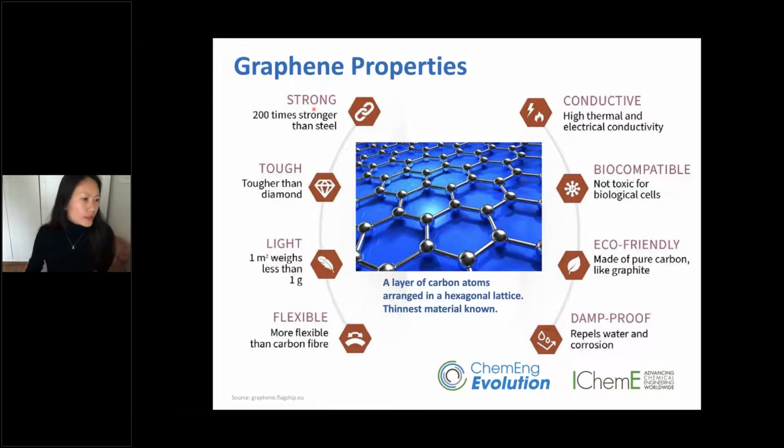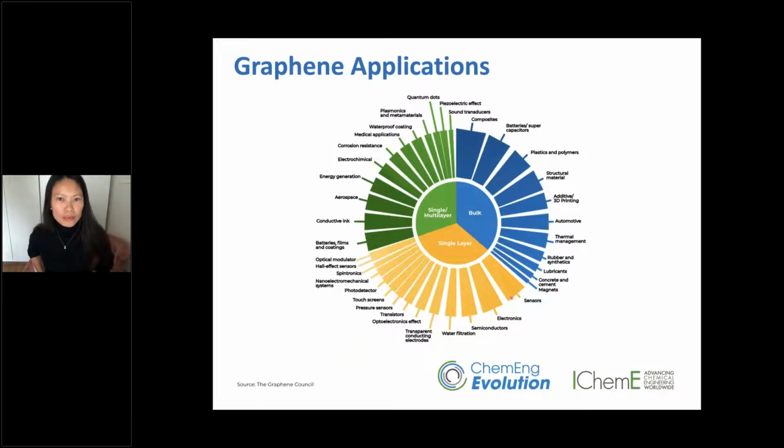On the left-hand side here, you can see this material's mechanical properties. For example, it's very strong and tough, and it's also light and flexible. It repels water and corrosion. In terms of electronic properties, it has very high thermal and electrical conductivity. And because it's only carbon, it is very biocompatible, not really toxic for biological cells, and eco-friendly. So these unique properties mean graphene can be applied in a very wide range of applications, I can say almost every single industry.